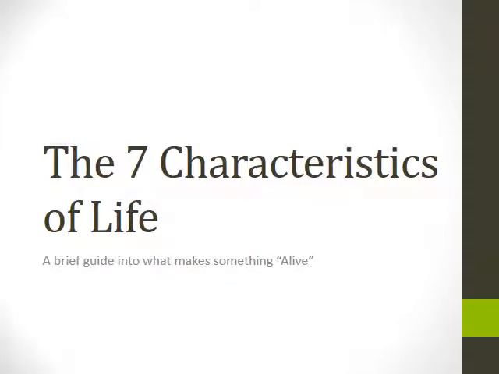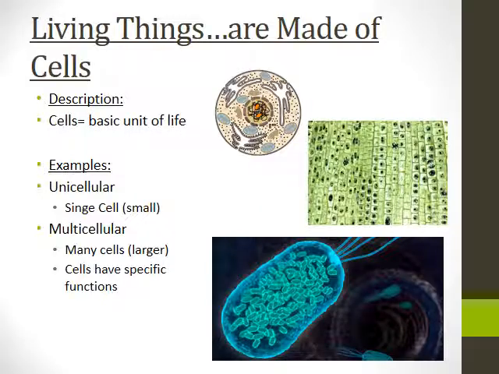Hello there. In this video, we'll be discussing today the 7 characteristics of life, or in other words, a brief guide into what makes something alive. So the first thing to note is that all living things are made of cells. If you think back, remember that cells are the basic unit of life. So all living things, if they are to be considered alive, need to have at least one cell.